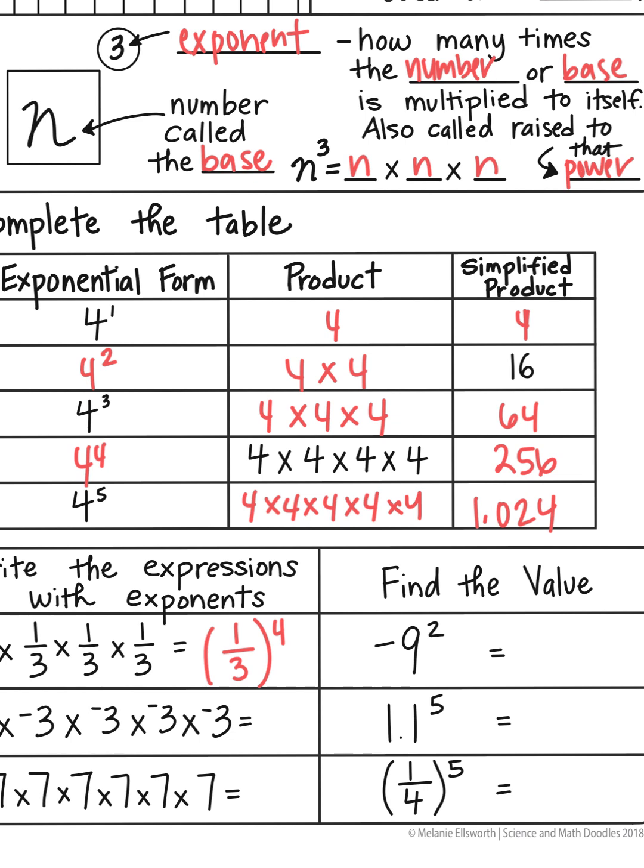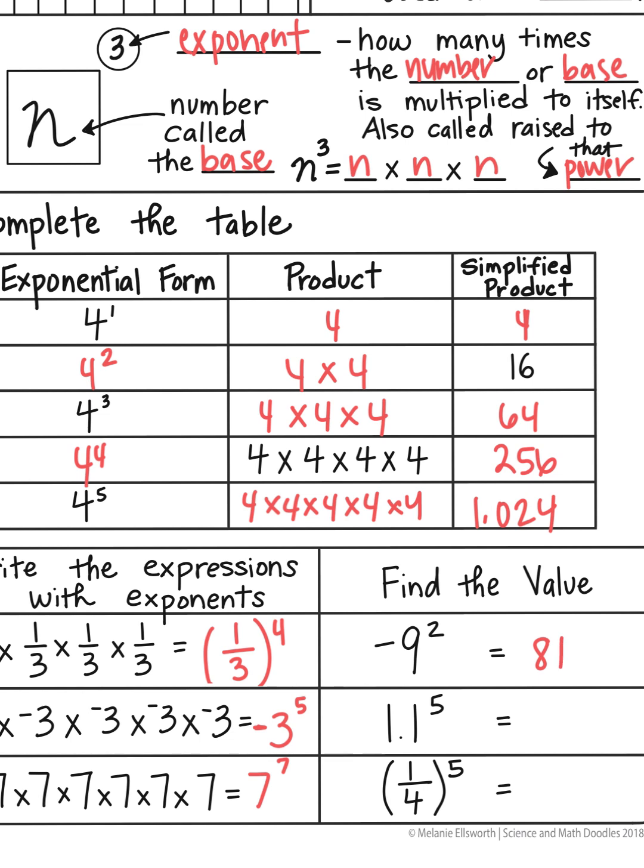Okay. The next one, -3 times -3 times -3, and so on. We keep going. What would that look like? -3 to the power of 5. And then the last one is 7 to the power of 7. Okay, when it says find the value, it wants to actually know the value. So when it's -9 squared, we haven't learned multiplying integers yet, but a negative times a negative is a positive. So it would be -9 times another -9, which would be positive 81.